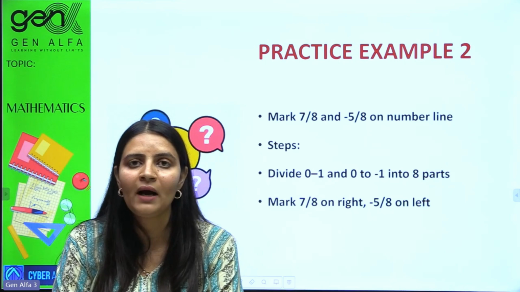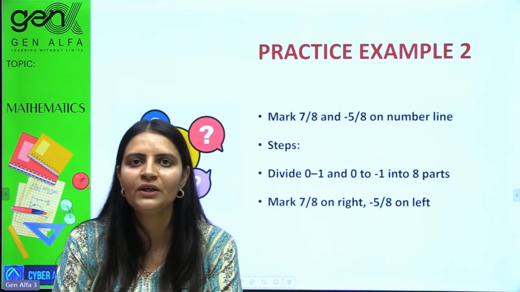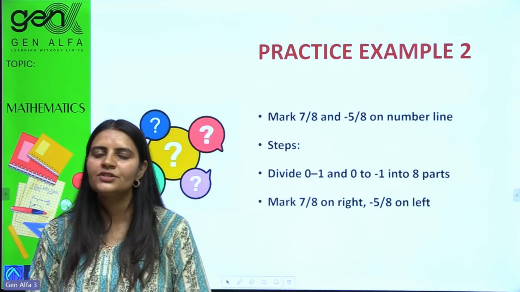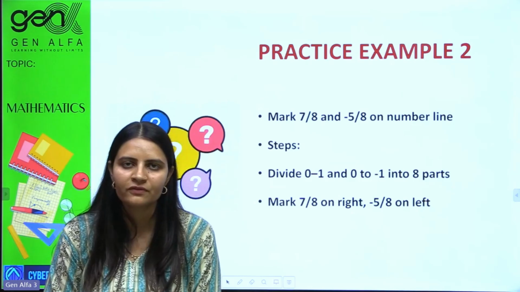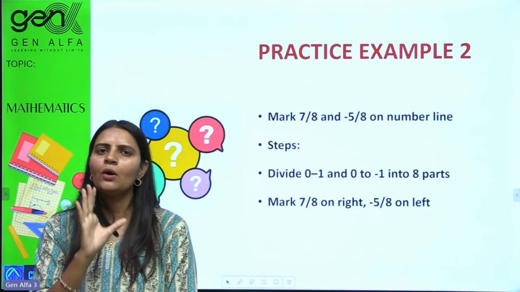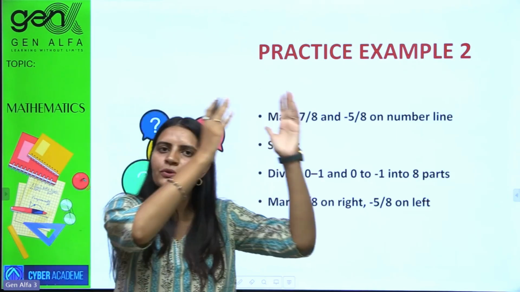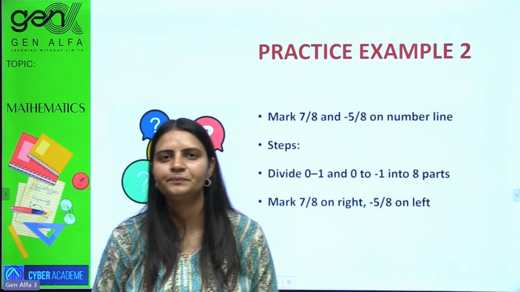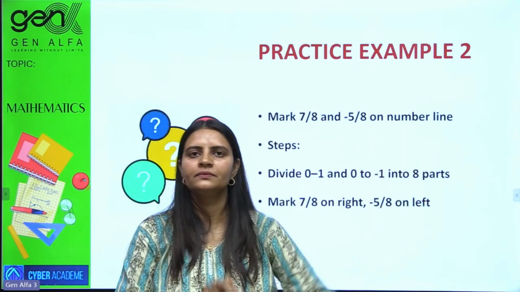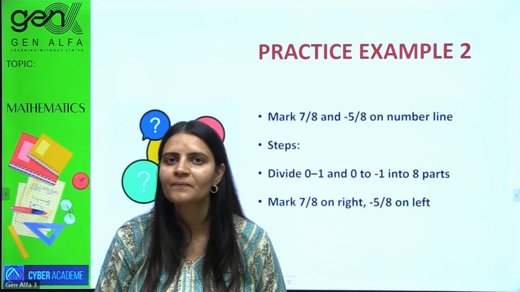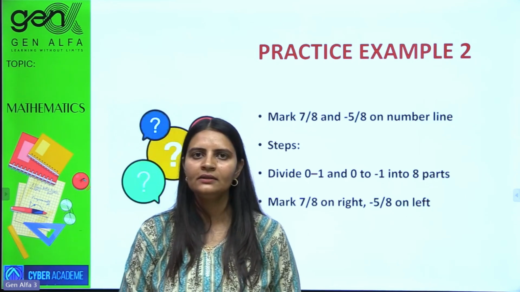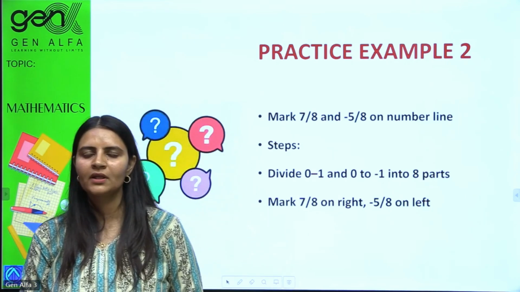But we have to show minus 5 by 8 too. How are you going to do that? For minus 5 by 8, just ignore the negative sign as of now. You have a proper fraction again, but the only difference is we have to move to the left side of the number line, from 0 to minus 1. How many parts? 8 parts again, right? Just mark 8 parts again to the left of 0.